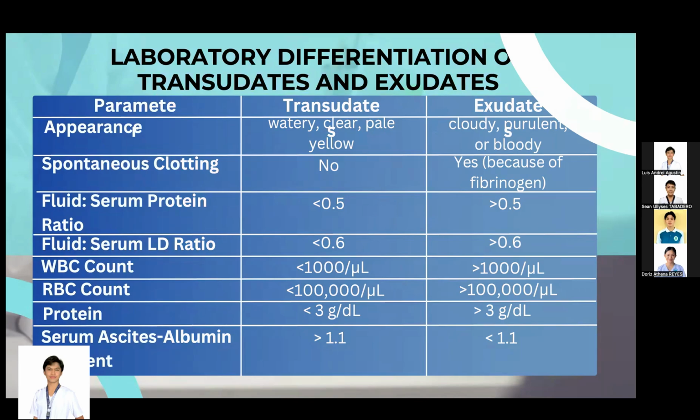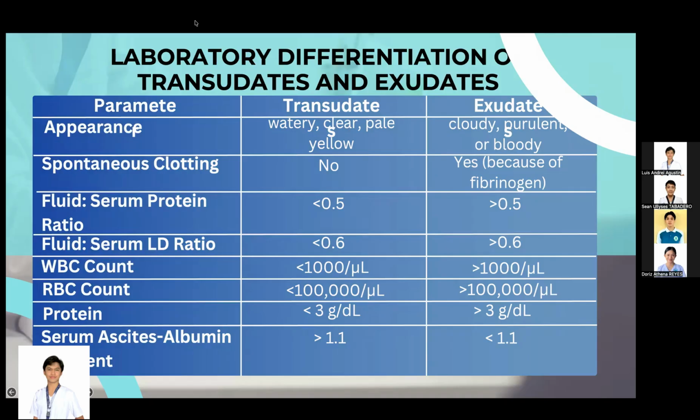Laboratory differentiation of the transudates and exudates. For appearance, transudates are usually clear and watery. Exudates are cloudy or bloody. Spontaneous clotting, transudates do not clot, while exudates do. Fluid serum protein ratio, transudates have a ratio less than 0.5, while exudates have a ratio greater than 0.5. For serum LD ratio, transudates have a ratio less than 0.6, while exudates have a ratio greater than 0.6.